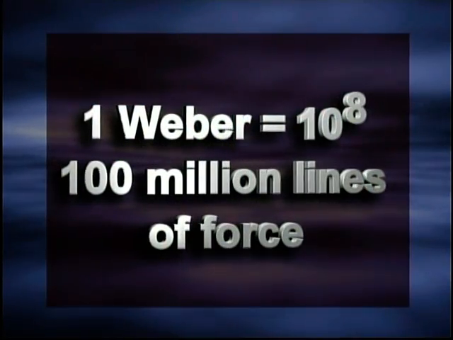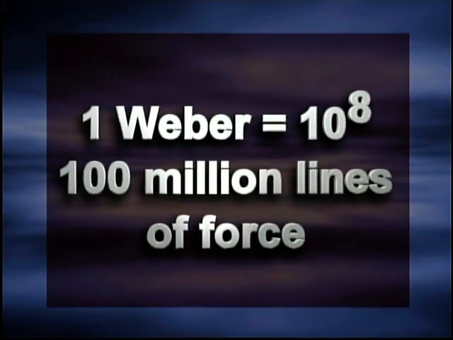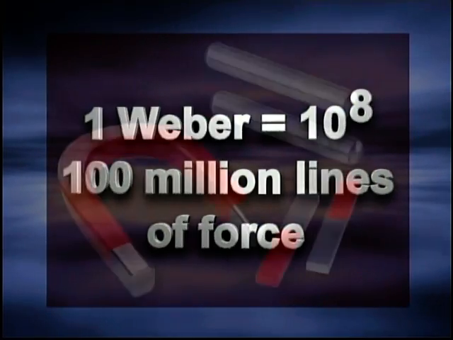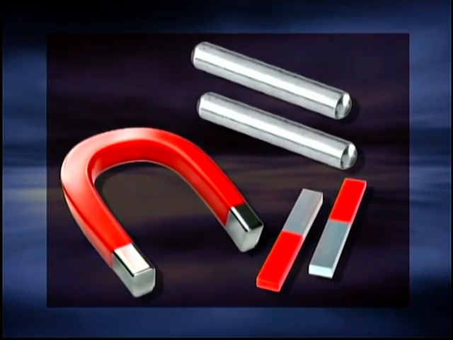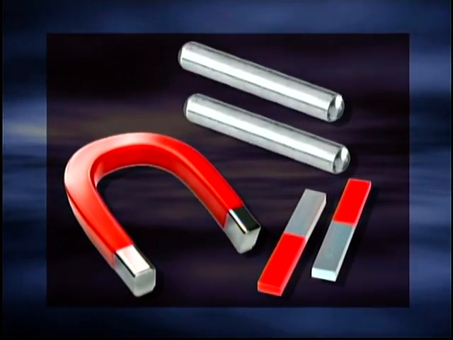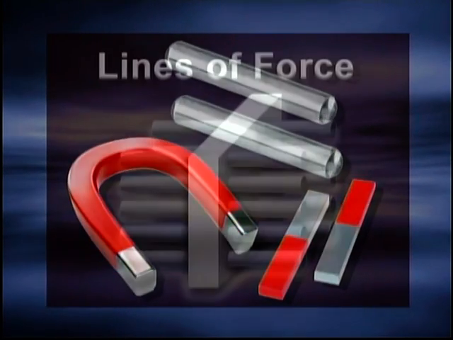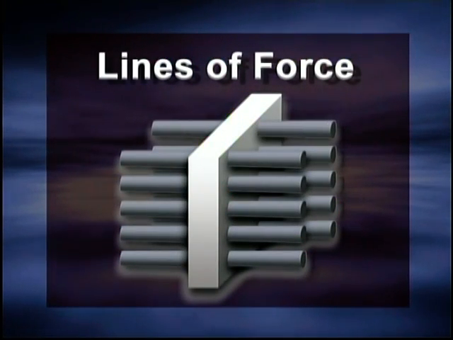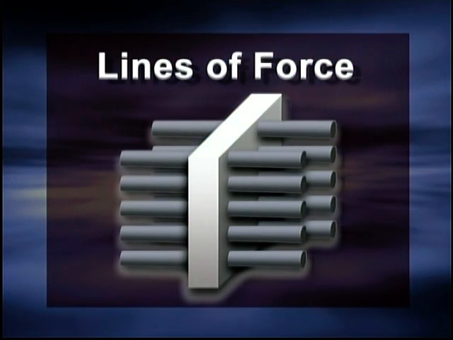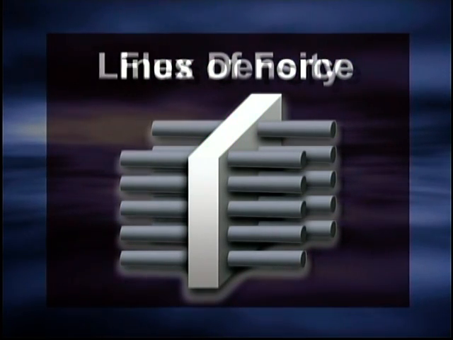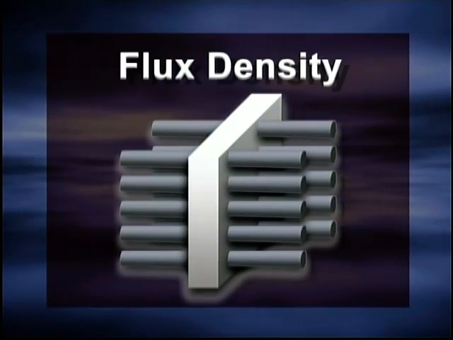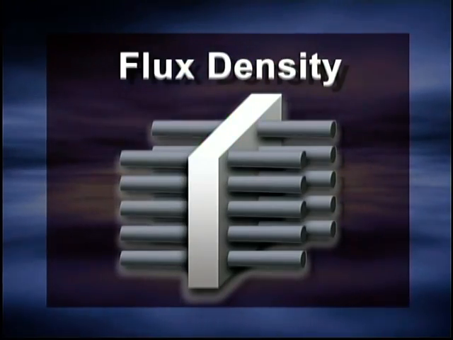The standard unit of measurement of the number of magnetic lines of force, or magnetic flux, is the Weber, abbreviated WB. 1 Weber is equal to 10 to the 8th power, or 100 million lines of force. Because the amount of magnetic lines of force may vary with different sizes and shapes of magnets, it is necessary to know both the number of lines of force and the size of the area through which they pass. The measurement of the magnetic field strength is known as the flux density.